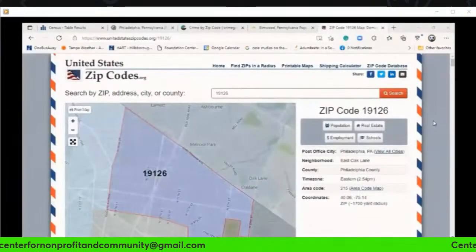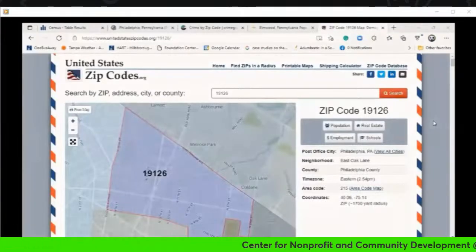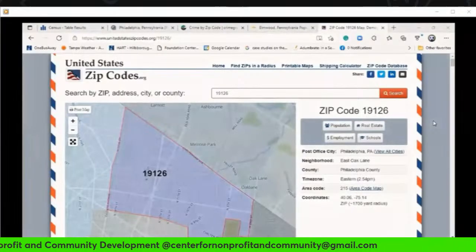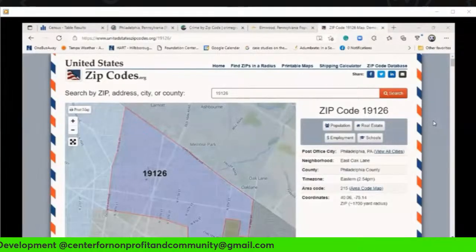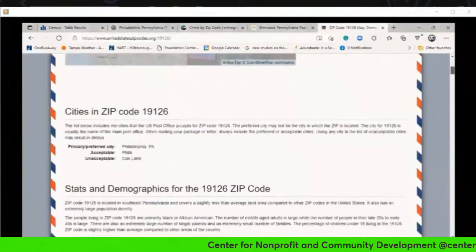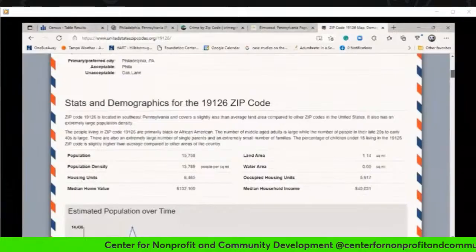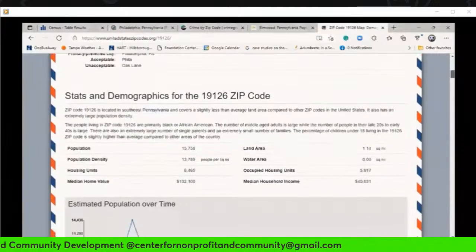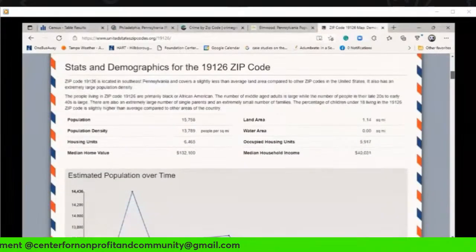Another way you can collect data for your community is this site called zip codes. Now, I put in zip code 19126. And when I did that, it's going to give me all the information related to this zip code. Let's look at some of the information. It's going to give me population, housing units, median home income.